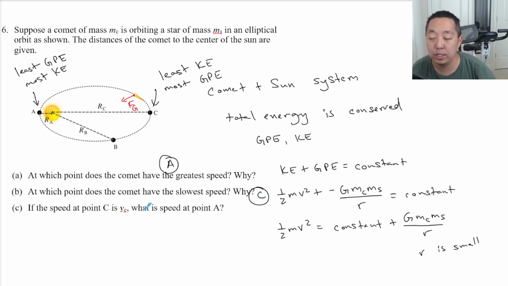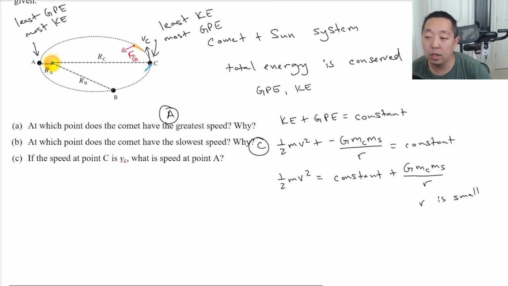We're going to say that the total energy must be the same because energy is conserved in the comet-sun system. Then at A, it has the least gravitational potential energy, thus the most kinetic energy. And if you have more kinetic energy, then you're moving faster, with a larger speed. If the speed at point C is VC, what is the speed at point A?